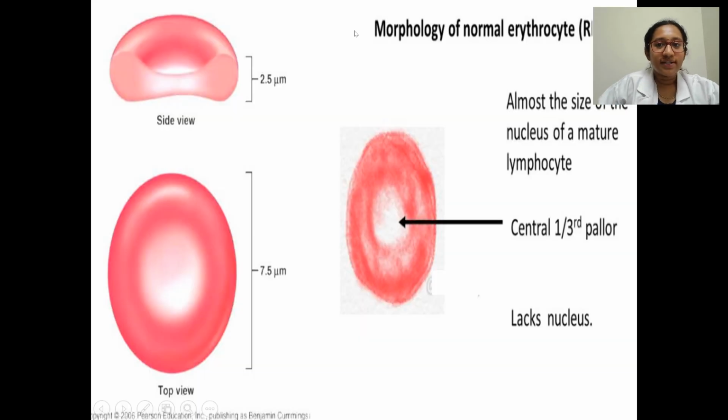So this is how a normal RBC will look. When you look at the side view, it is like a dumbbell shaped RBC. And when you see from above, it is a biconcave shape where the central part has less hemoglobin, and more hemoglobin is pushed towards the periphery. That's why there is central pallor in the one third of the cell.